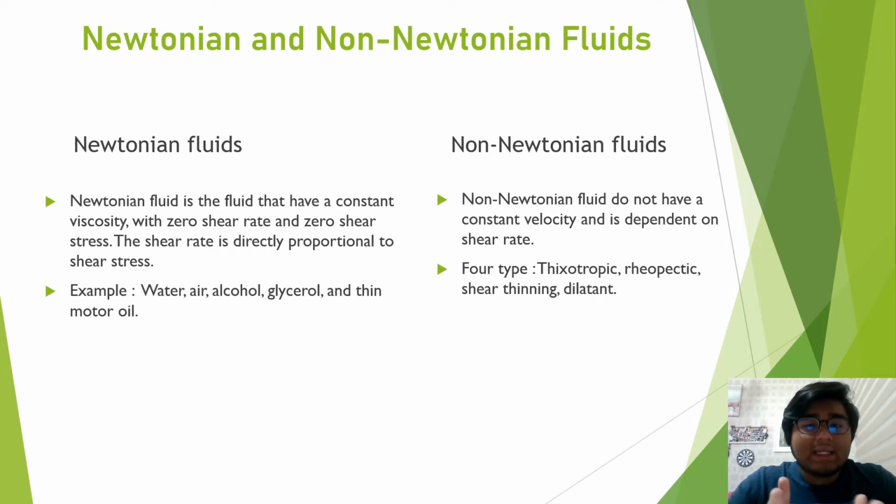Next, non-Newtonian fluids. A non-Newtonian fluid does not have a constant viscosity and is dependent on shear rate. Newtonian fluids do not depend on shear rate, but non-Newtonian fluids do. That's the difference. Examples of Newtonian fluids are water, air, alcohol, glycerol, and thin motor oil. For non-Newtonian fluids, there are some types. The four types of non-Newtonian fluid are thixotropic, rheopectic, shear thinning, and dilatant.